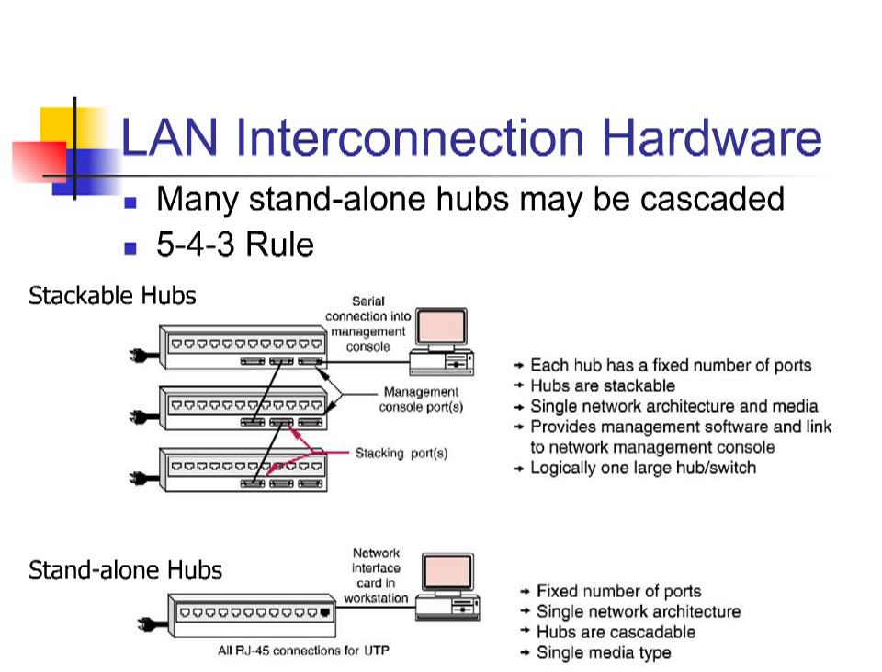The 5-4-3 rule says that you can have a single local area network that is made up of five segments of cable connected by four hubs with a maximum of three of those segments of cable being populated with network interfaces. And so that's just a specification set forth by the IEEE.